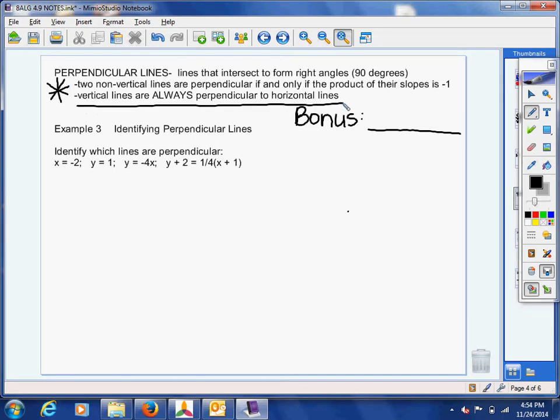You don't have to think about it. There's nothing to calculate here. Just remember, vertical lines, with no slope, are always perpendicular to horizontal lines that have a 0 slope. Undefined slope is always perpendicular to a slope equal to 0. So I just want to make sure you memorize that, and that you firmly have that entrenched in your mind.